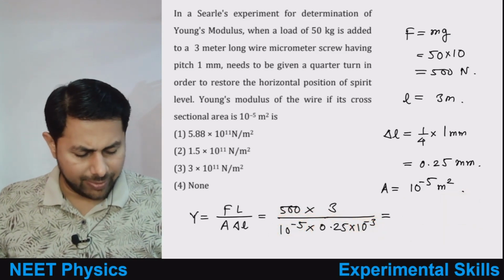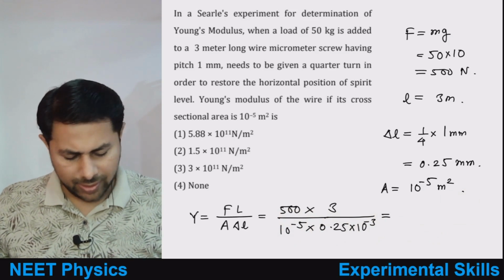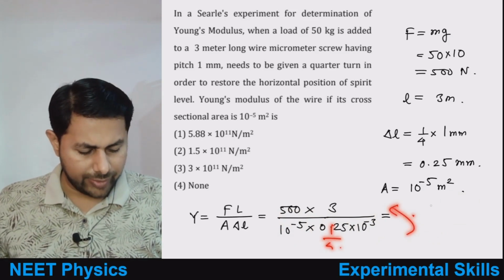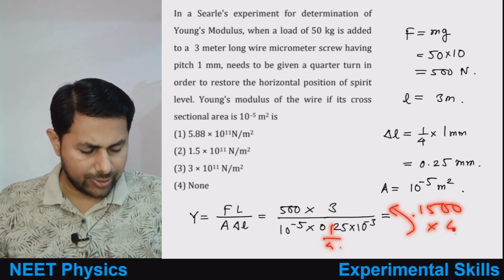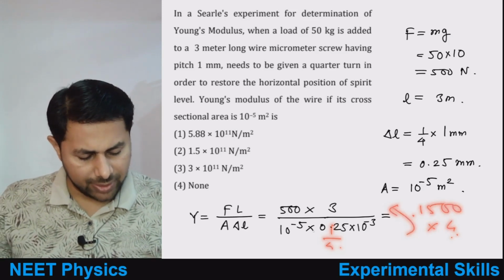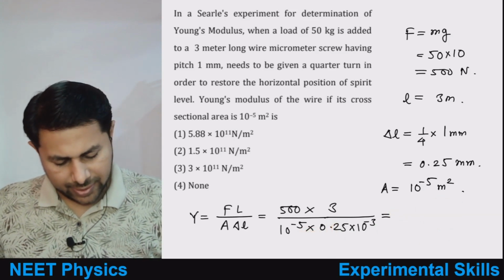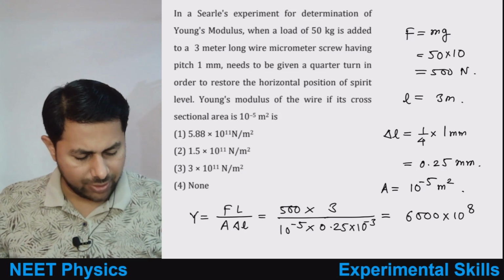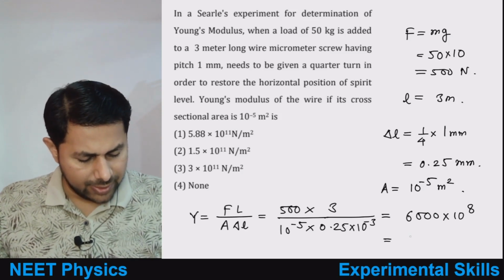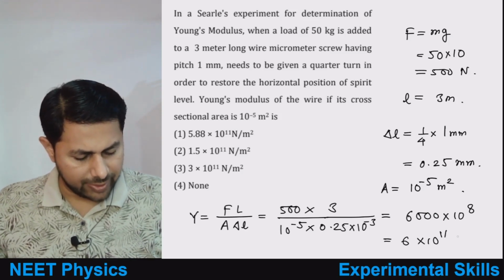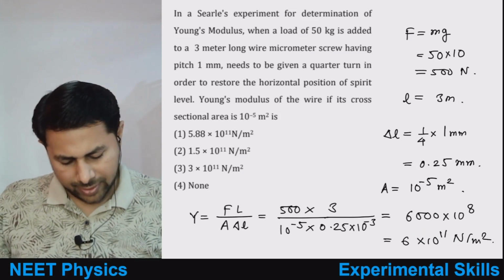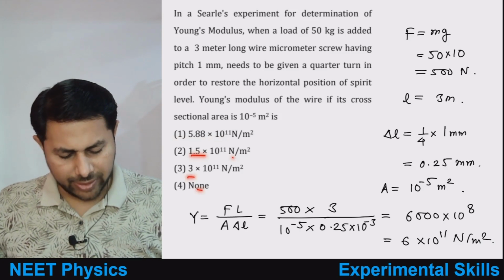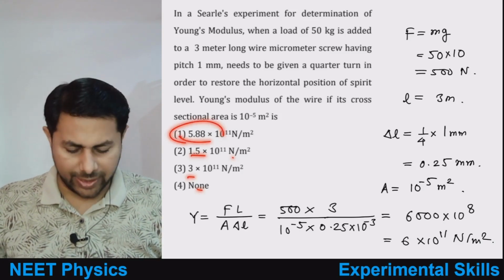So 0.25 can be written as 1 by 4. Again, take that 4 to the numerator. So that's 1500 times 4 is 6000. 6000 times it was 10 raised to 8, right? 6000 times 10 raised to 8. So what's that? 6 multiplied by 10 raised to 11 Newton per meter square. So that is 5.88 into 10 raised to 11, 1.5 into 10 raised to 11, none. So actually answer is 5.88.